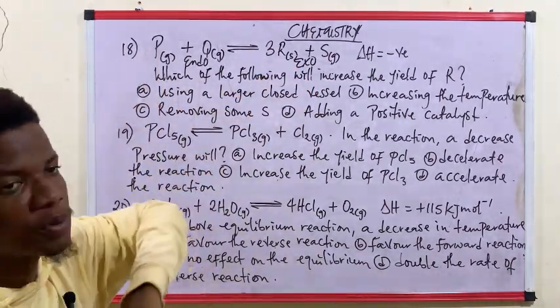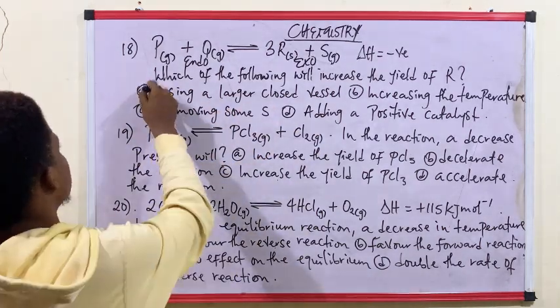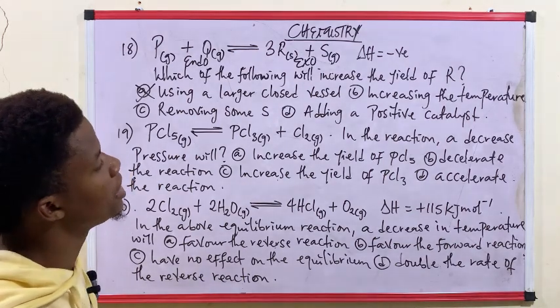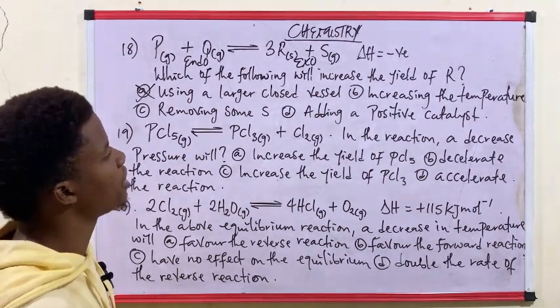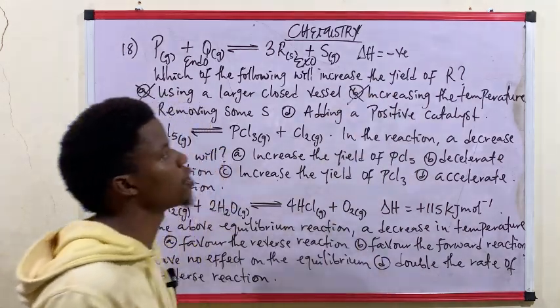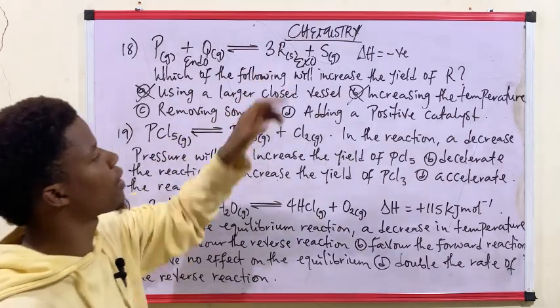So now let's go through the options. Which of the following will increase the yield of R? A, using a larger closed vessel. This is totally out of it. B, increasing the temperature. Increasing the temperature is wrong. When we increase the temperature, this side is favored, so it will not increase the yield of R.